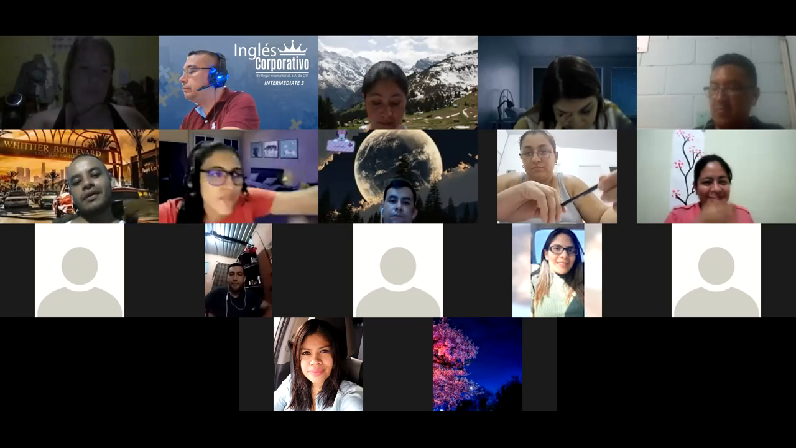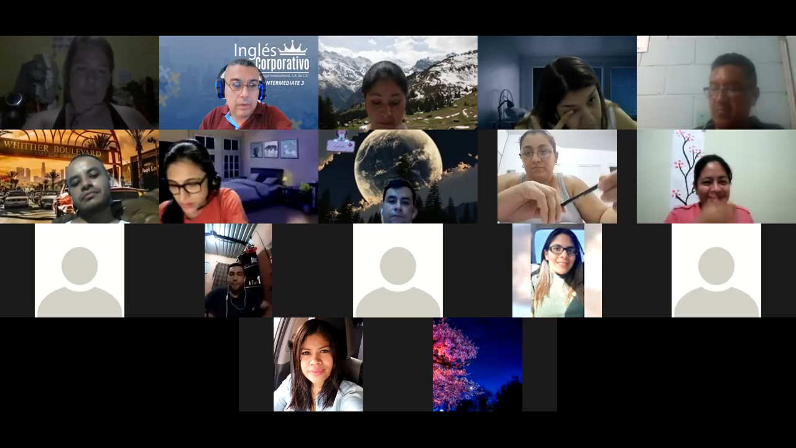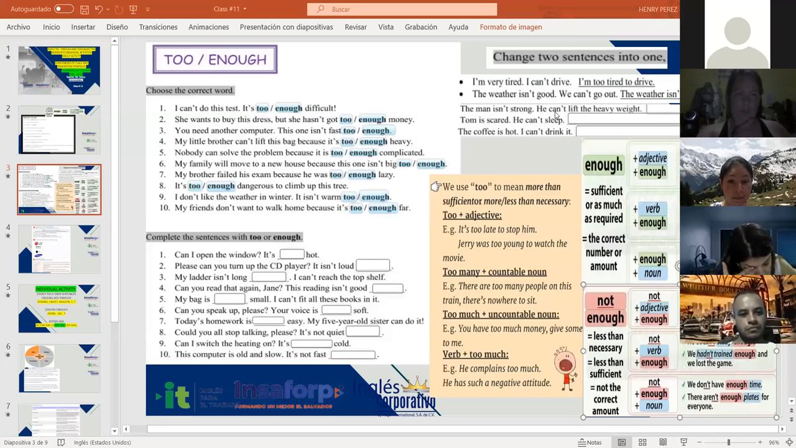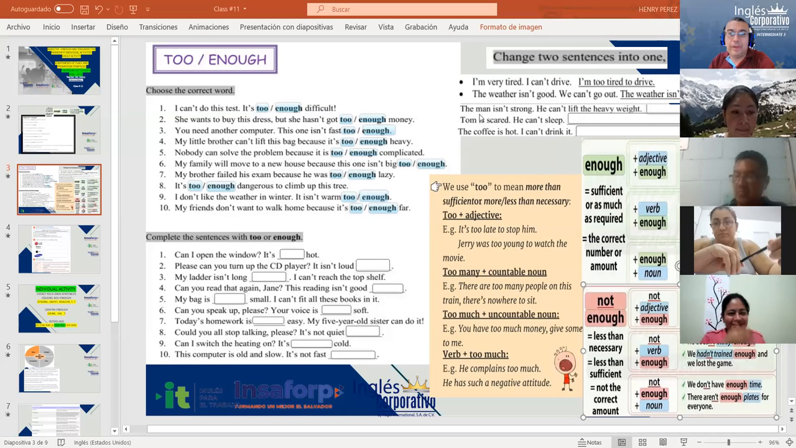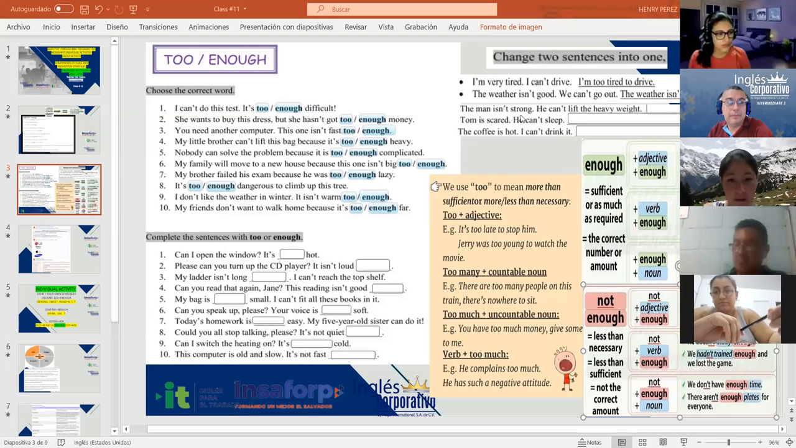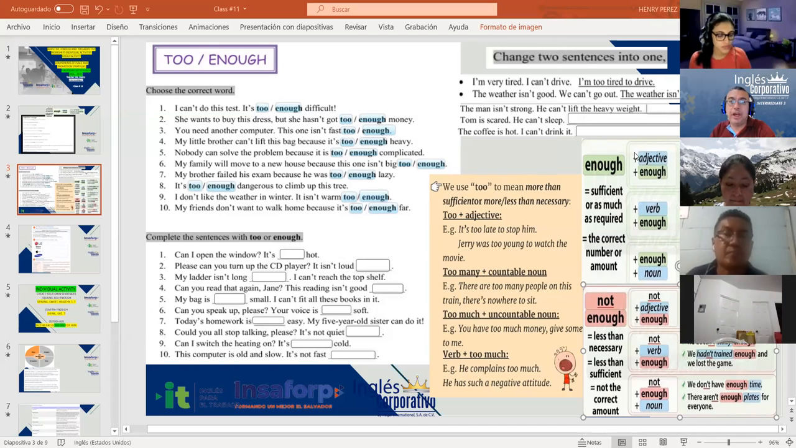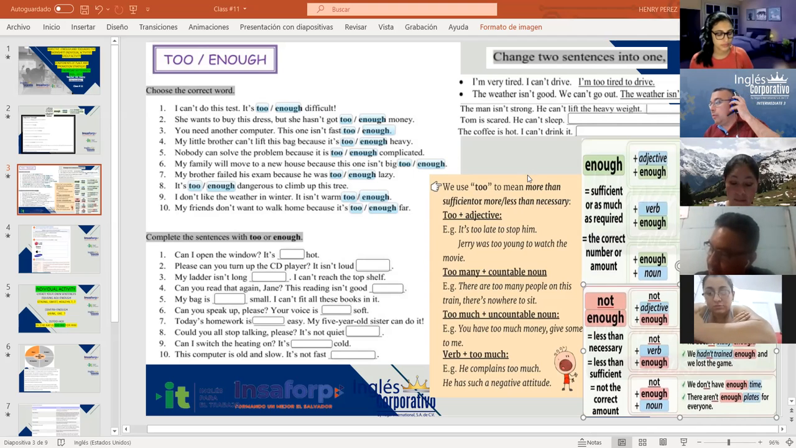Now, let me put this right here. All right, can someone give me the first one? The man isn't strong enough to lift the heavy weight. Strong enough? Excellent. Because when we use enough, the adjective comes first, right? When we use too, the adjective comes after. So the answer is: the man isn't strong enough to lift the heavy weight.